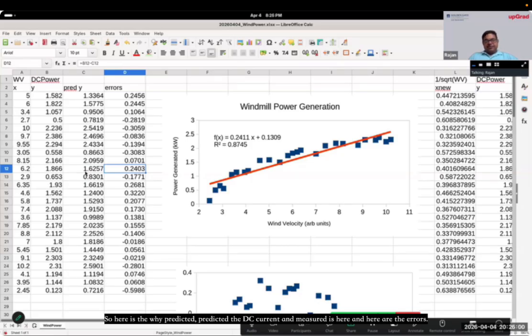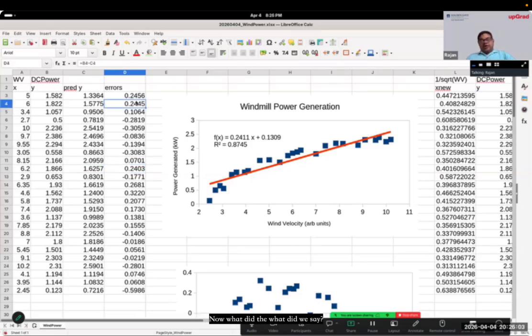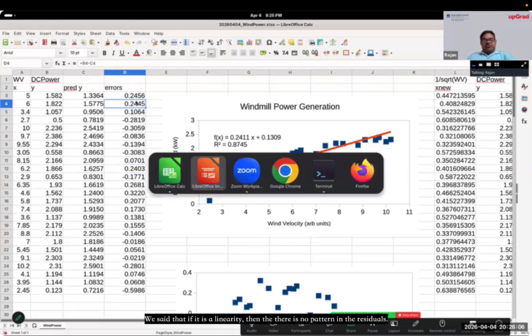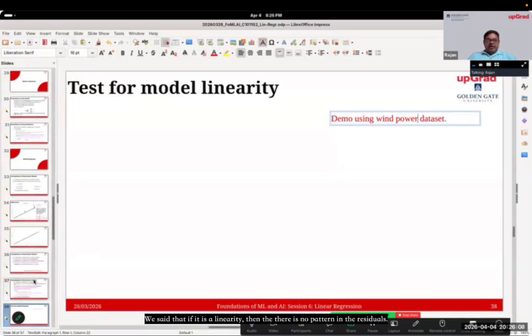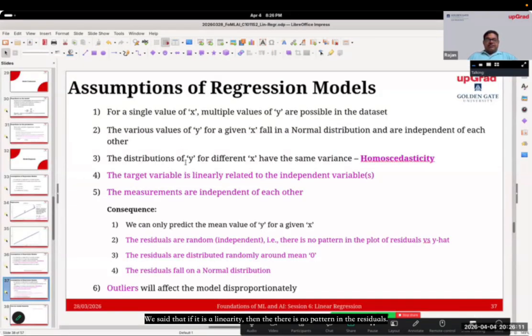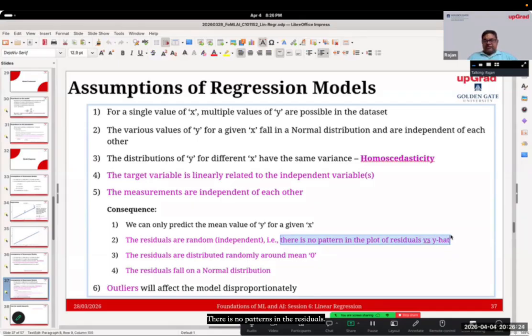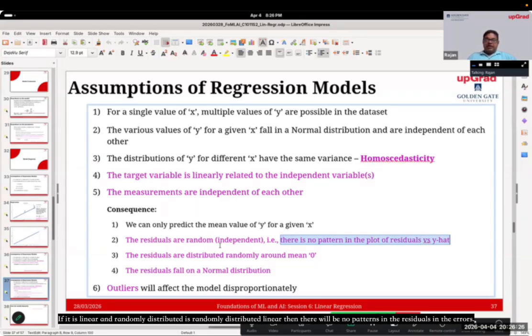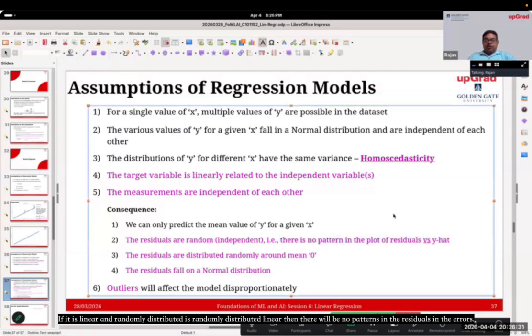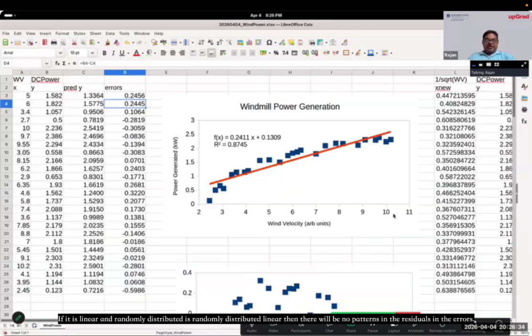And here are the errors. When the probability of success is 0, what did we say? We said that it's very close to 0. It's undefined. If it is linear, it's close to minus infinity. There is no pattern in the residuals. Also, we can say it tends to minus infinity. But if it is linear, 0 by 1, and randomly any number is undefined. Then there will be no patterns in any number of residuals in errors.